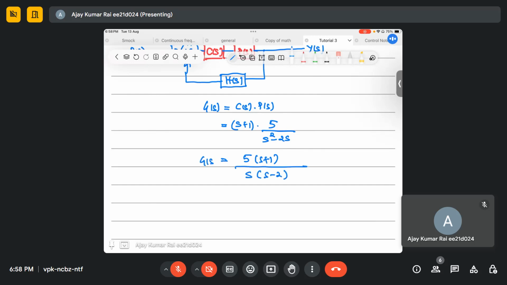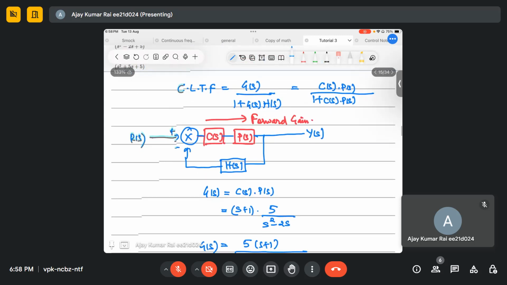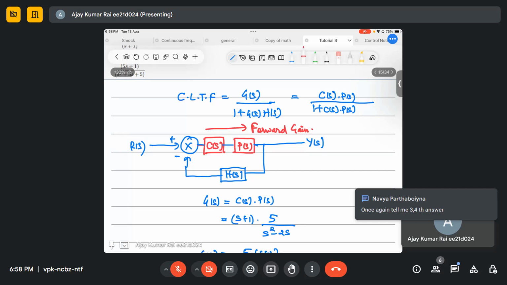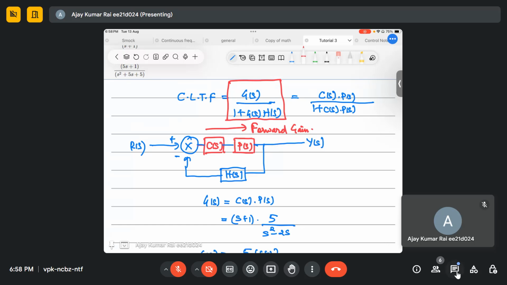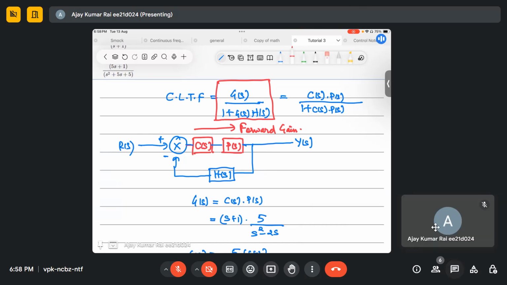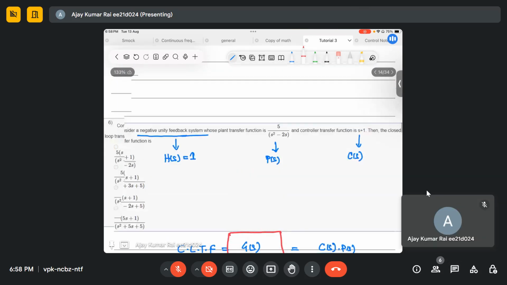Okay, so this is GS. Okay, and you put this in this. Okay, I see one comment. Okay, once again, tell me the third and fourth answer. So you want to see only the answer.